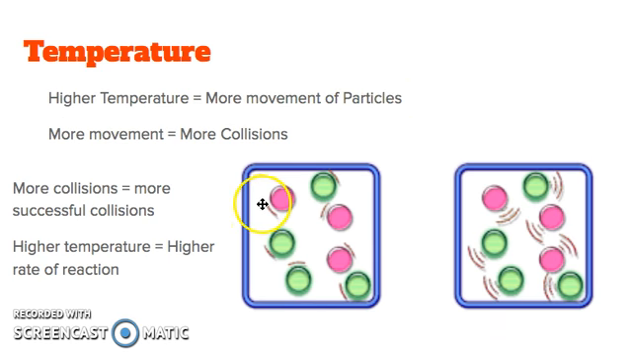As you can see in this diagram, these little red lines represent the energy or how fast they're moving. You can see that they're moving really slow. However, once they're moving really, really fast, you can see that they'll collide a lot more.